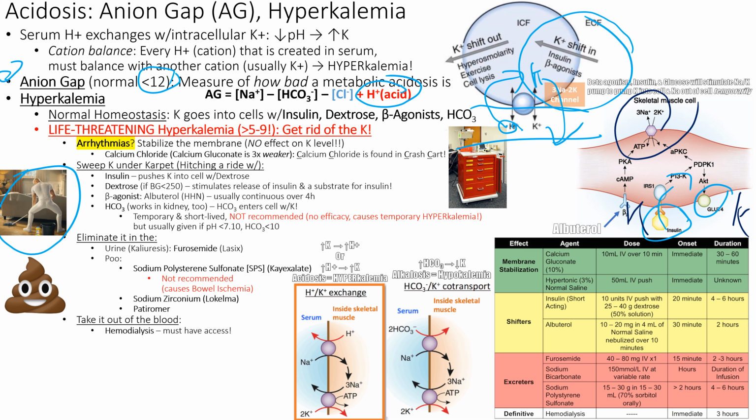So definitive treatment is taking it out of the blood with hemodialysis, but you need access, right? Like immediately, right now, someone's in cardiac arrest, you're not going to set up for dialysis. That's going to take a second, realistically. But if they have dialysis access and they're stable, let's set up for dialysis. But if they're unstable, we're going to stabilize the membrane with calcium, hit them up with the other medication, the cocktail, and then while dialysis is coming, to ultimately get it taken care of.